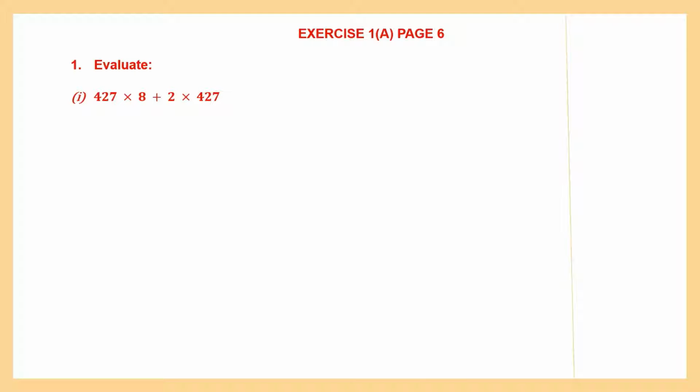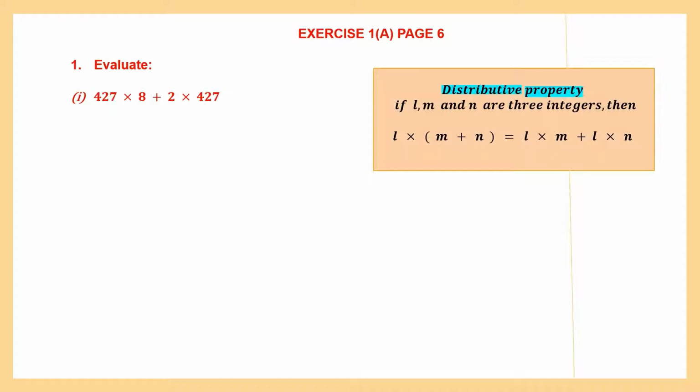Now in this exercise, exercise 1A, which is on page number 6, we're going to be doing evaluate, where we're going to talk about one particular property of multiplication of integers. And what is that property? This is called the distributive property of multiplication of integers. If there are three integers L, M and N, then L into M plus N is equal to L into M, that is, we multiply L into M first, plus L into N. This is called the distributive property of multiplication.